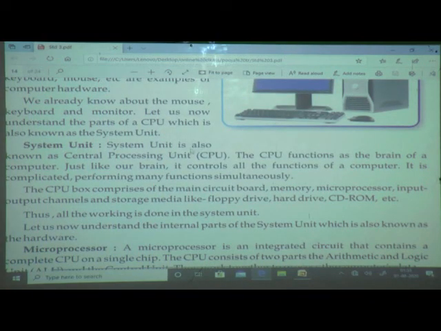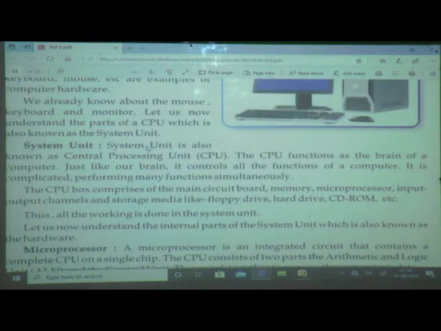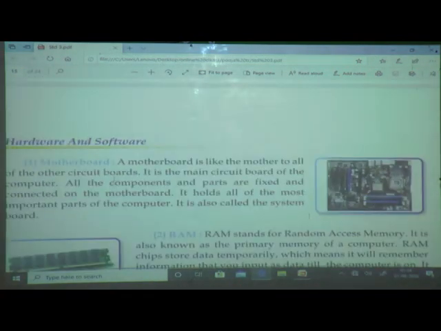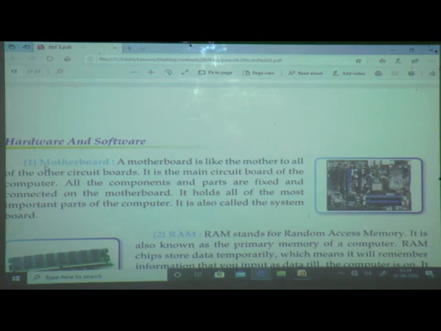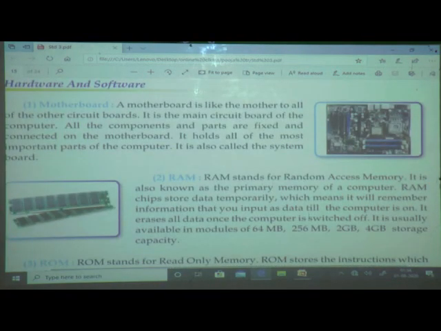CPU is also called the system unit. How does the CPU work? It takes data from the input devices, processes it and then gives the output. Next, the motherboard. It is the mother of all the circuit boards. RAM stores the data temporarily. Once the computer is switched off, it loses all the data.